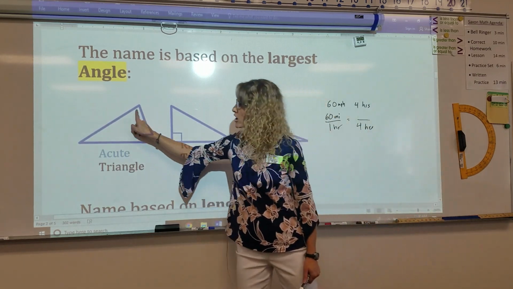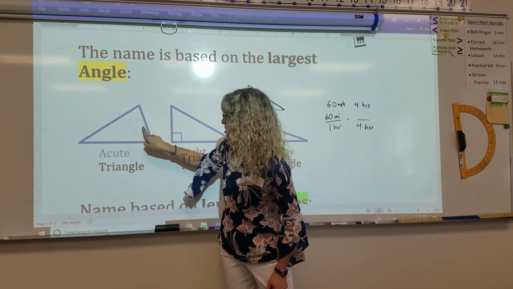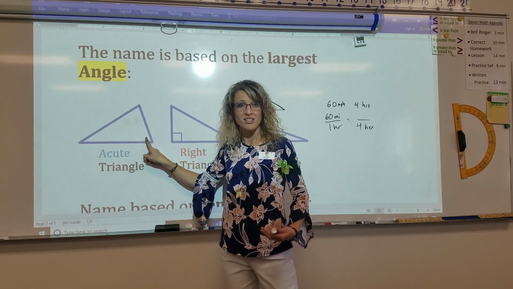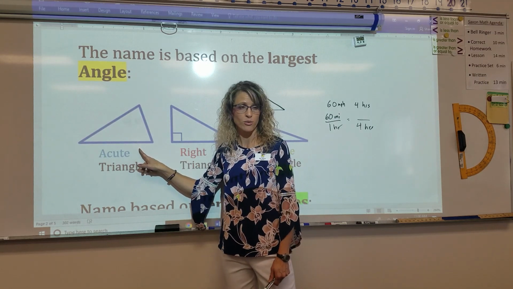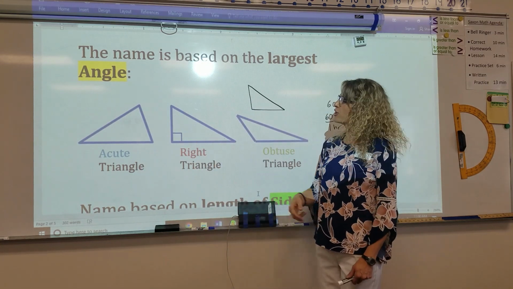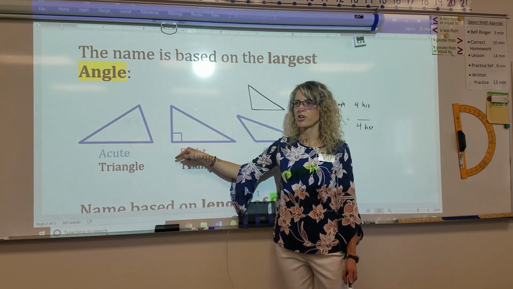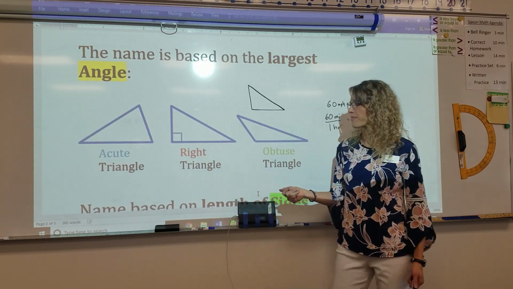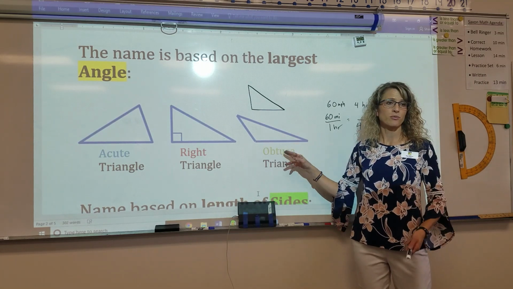The first one, our largest angle, probably is either this one or this one. It's hard to tell. But the largest one is still less than 90, so the whole triangle is an acute triangle. What is it? Acute. If the largest angle is a 90 degree, we call it a right triangle. Right triangle. And if the largest angle is an obtuse, we call it obtuse.